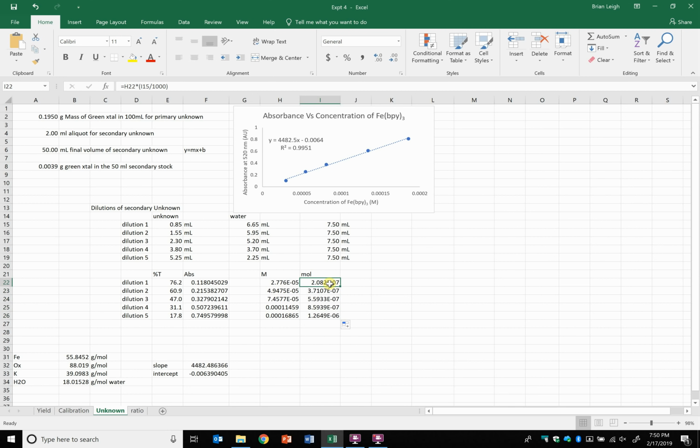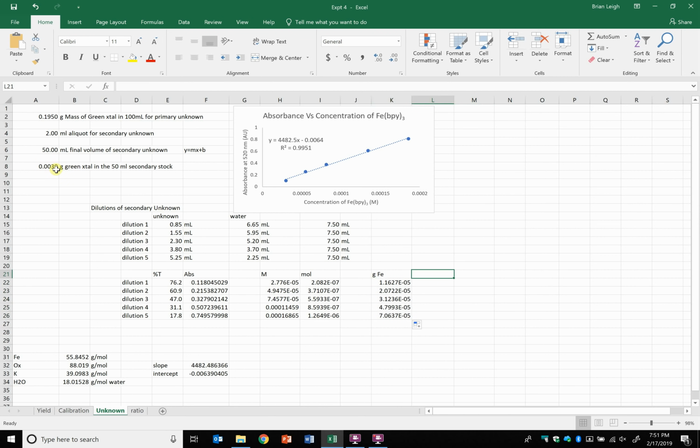So if we know how many moles of iron BIPI are in there, which is 1 to 1 for moles of iron, we can now figure out how many grams of iron that is. And that's pretty simple. This is simply the moles times the molecular weight of iron. And so this tells us the grams of iron in each one of those solutions.